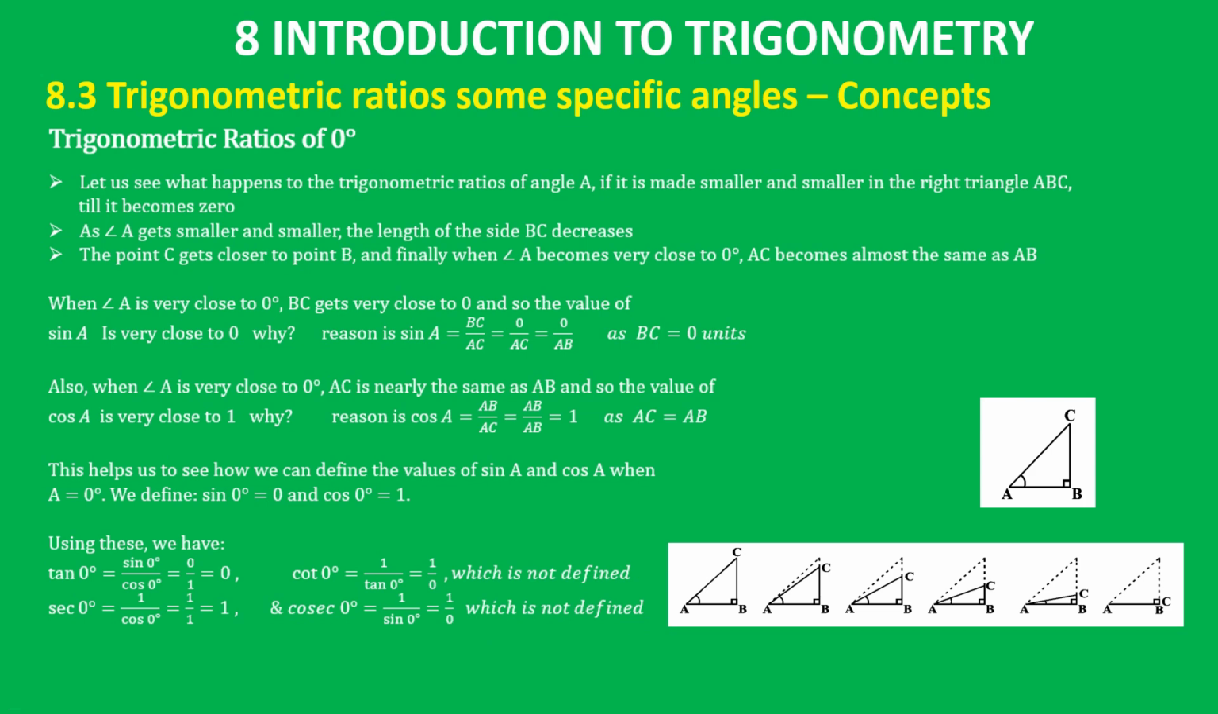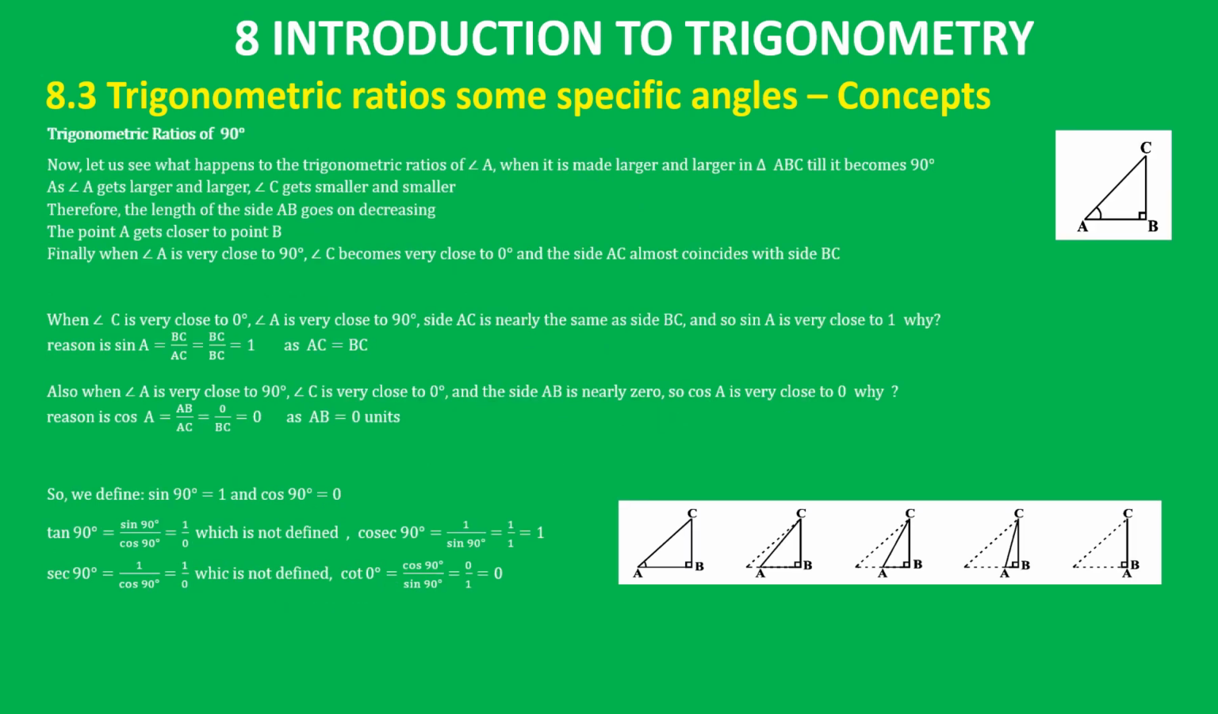So we have completed 45 degrees, 30 degrees, 60 degrees and 0 degrees. Now we will go to the next slide to evaluate for 90 degrees, okay? Trigonometric ratios for 90 degrees. Consider the same triangle ABC, right angle at B and angle A.